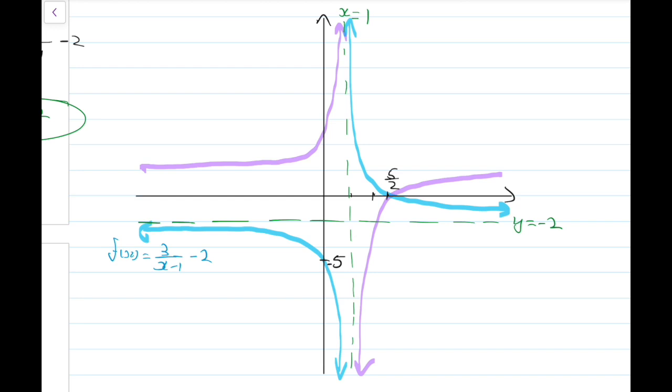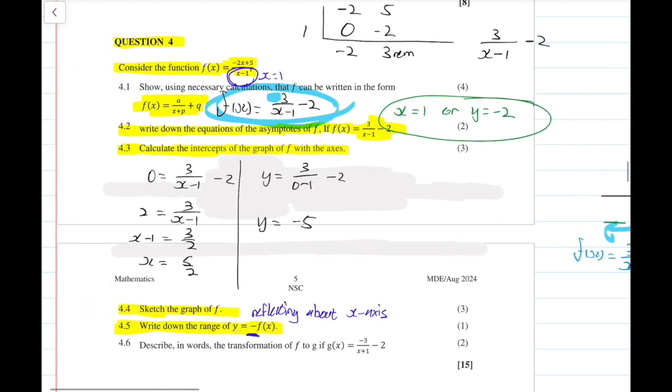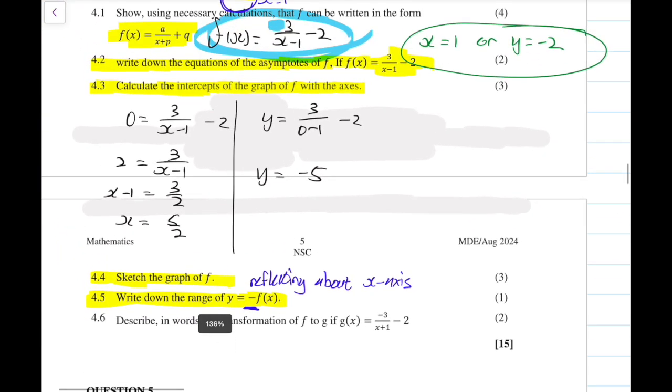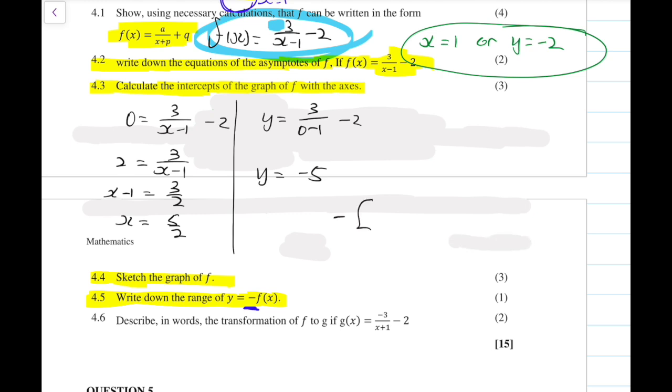That's just so you can see what it will look like, but you don't actually need to see it. What you need to know is the following. You know what the equation of f(x) is. You put a negative in front of the f(x) equation, which is 3 over x minus 1, minus 2, and you distribute that negative inside. So it's going to be minus 3 over x minus 1, plus 2. Which means now we know that our asymptote is y equals 2, no longer minus 2. Which means the range is y is an element of the real numbers, but y is not allowed to be equal to 2.